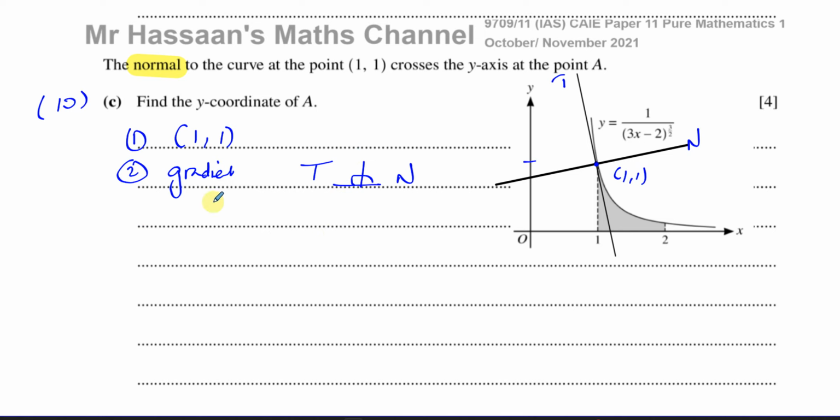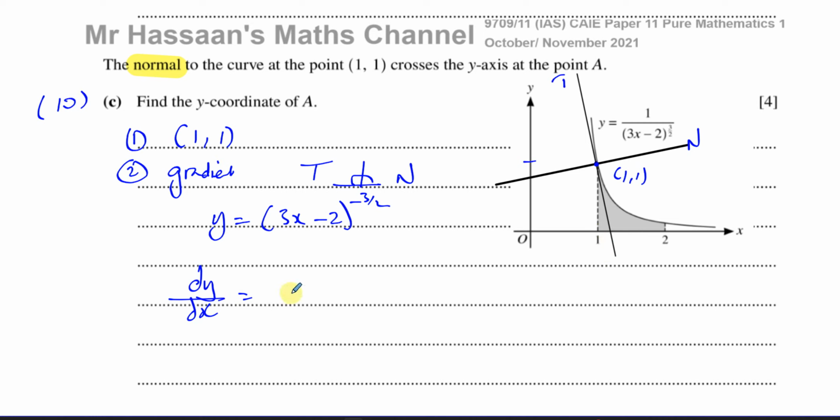So I need to find the gradient of the tangent first. So let's say y is equal to 3x minus 2 to the power of negative 3 over 2. The first step is to find the gradient function for the curve, and that will let me find the gradient of the curve at that point, which will be the same as the gradient of the tangent at that point.